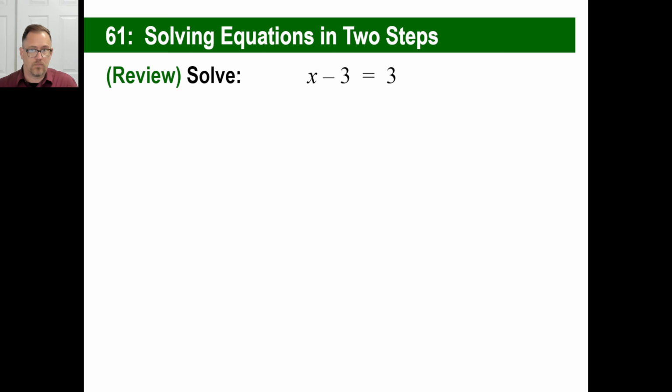All right, one more. How do you do this one? You want to get that -3 out of there, so you add 3. So you add 3 to there, and then x is equal to 6 again. You can check it. 6 minus 3 is 3. Yep, that works. There we go.